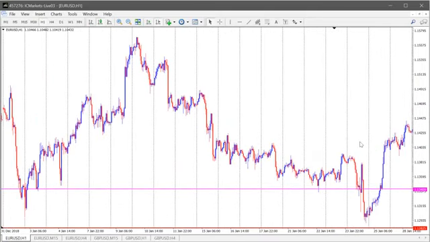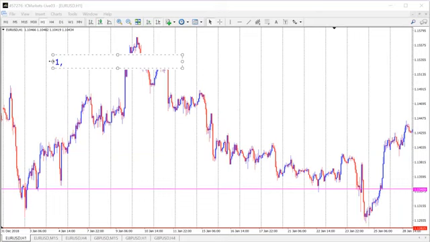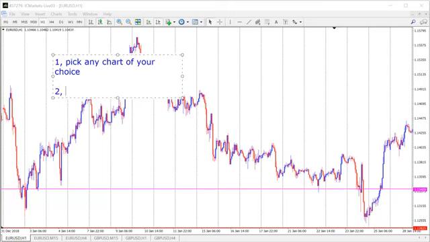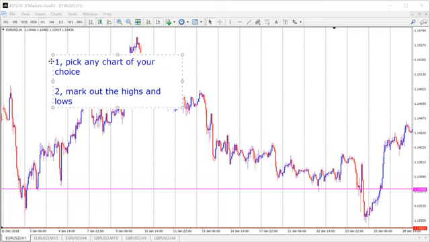First point, you pick a chart of your choice. Now let me enumerate it again. Number one, select a chart of your choice, any chart of your choice. The second thing is you've got to mark out the highs and lows. Then the third thing is you connect them with the horizontal line.